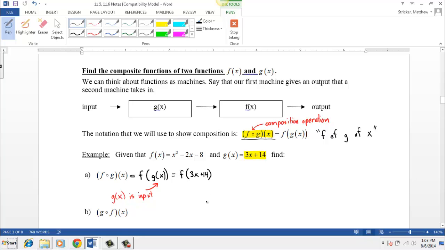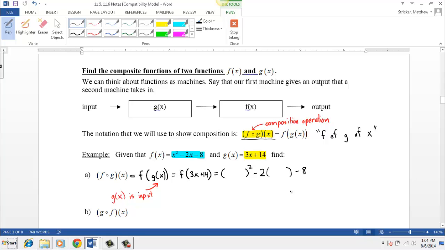Well, this is something we've done before. We've done this many times. We've taken inputs other than just values or numbers and we've plugged them into functions. And what we do is we take our function f. Function f is right here, which has the form something squared minus 2 times something, or 2 times the input, minus 8.